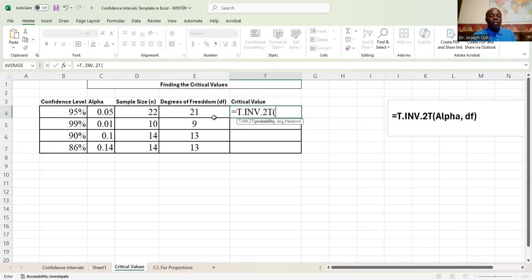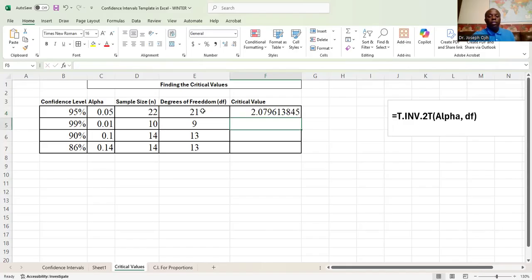Okay? Probability, when you say probability, actually is talking about the alpha, which is the chance of you being wrong. Probability of you being wrong, which for 95% is 0.05. Click on it, comma. Degree of freedom is 21. Then close the parenthesis. Once you press the enter key, it gives you the critical value, and you can just copy the formula down to calculate the rest of them.